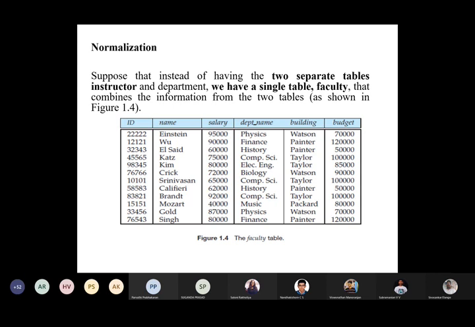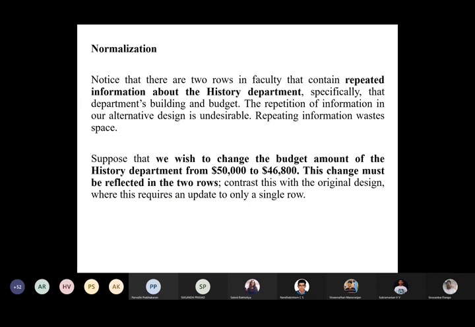When there is going to be an update in the budget of the department, you are going to update it in only one record, right? So updating information is difficult. You need to update all the records, and even if one record is left out, it leads to inconsistency. So there is data redundancy in storage of data, right?